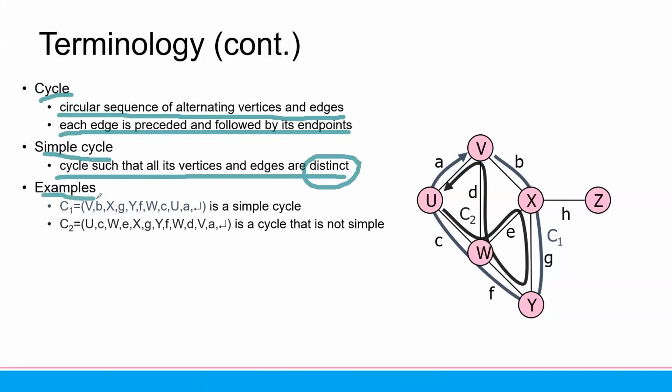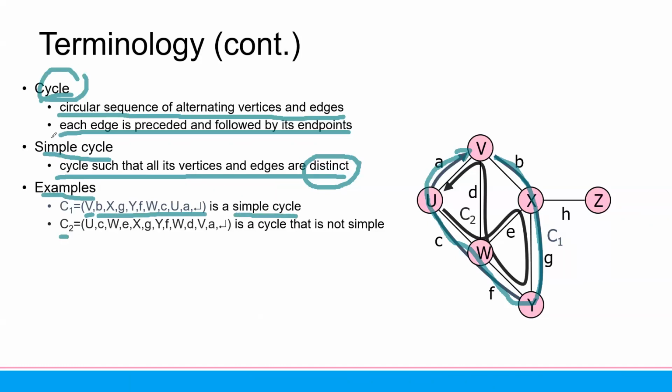So for example, what is a cycle? A cycle starts from one vertex and it will return to its own vertex. So we have V, and then it goes to B and X and G, and then Y, F, W, C, U, A, and then it returns back to V. We call this a cycle. And because all of them are unique or distinct, we call this a simple cycle.